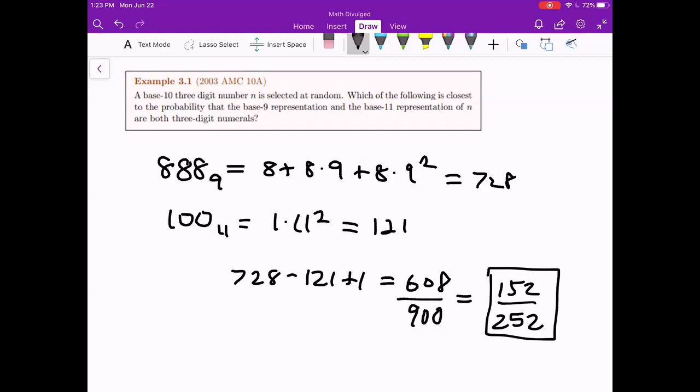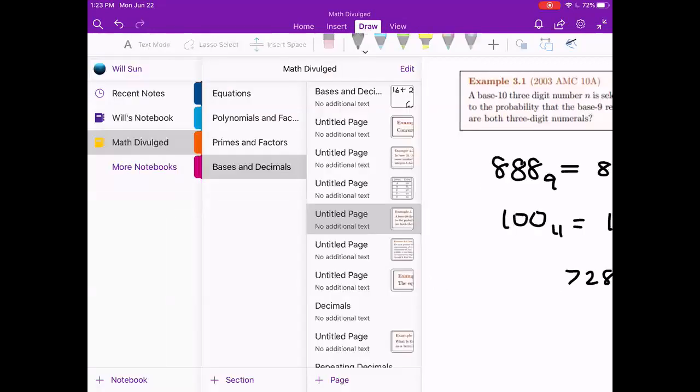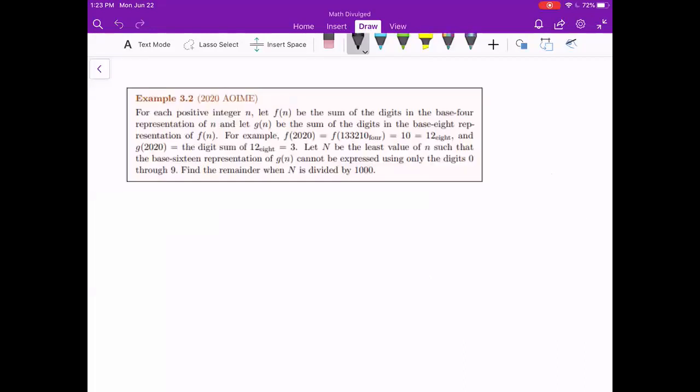Let's try a different problem. So this was actually on the online AMC that happened most recently. It was question 5. I think a lot of people actually missed this because it's very tricky. Like the wording can mess you up really easily. So you have to be really careful.